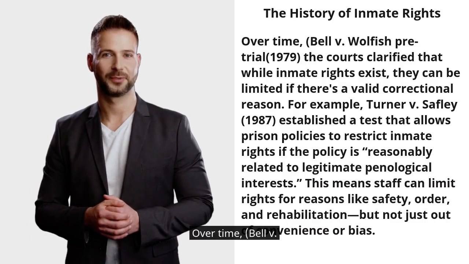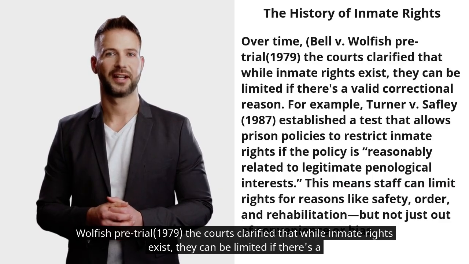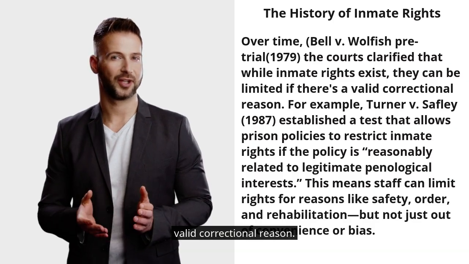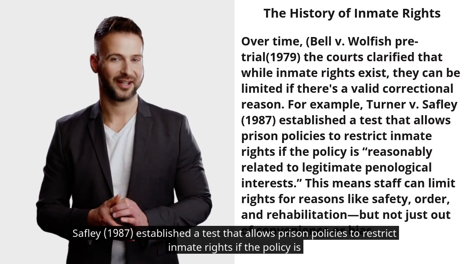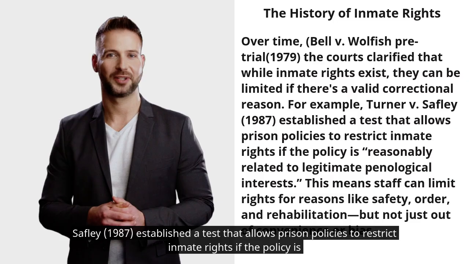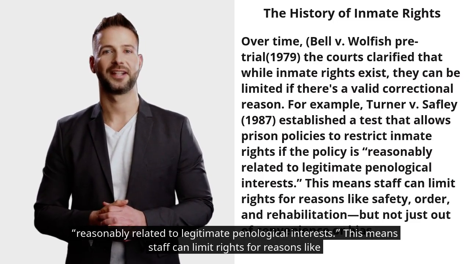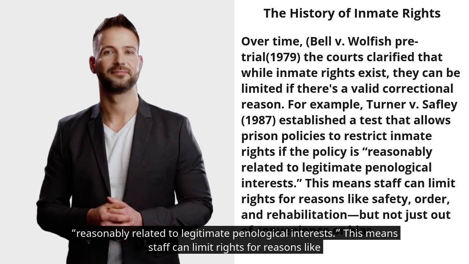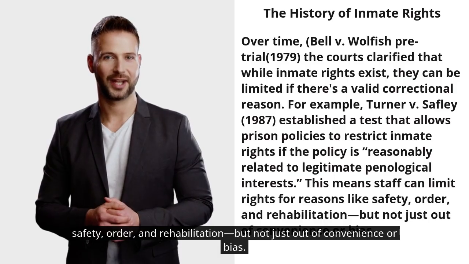Over time, with Bell v. Wolfish, pretrial, 1979, the courts clarified that while inmate rights exist, they can be limited if there's a valid correctional reason. For example, Turner v. Safley, 1987, established a test that allows prison policies to restrict inmate rights if the policy is reasonably related to legitimate penological interests. This means staff can limit rights for reasons like safety, order, and rehabilitation, but not just out of convenience or bias.